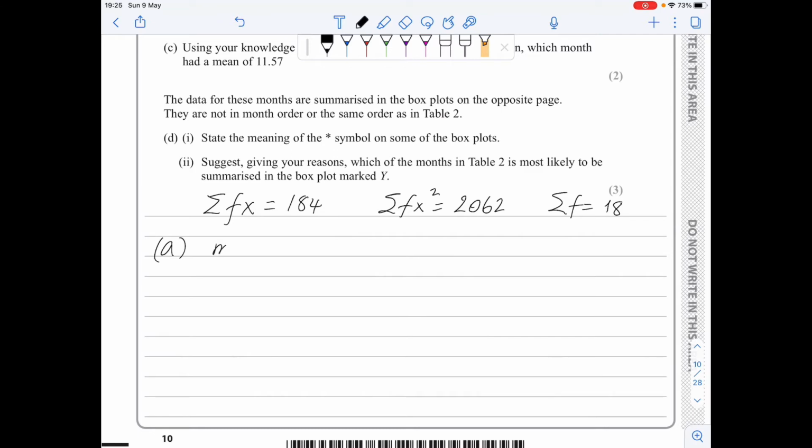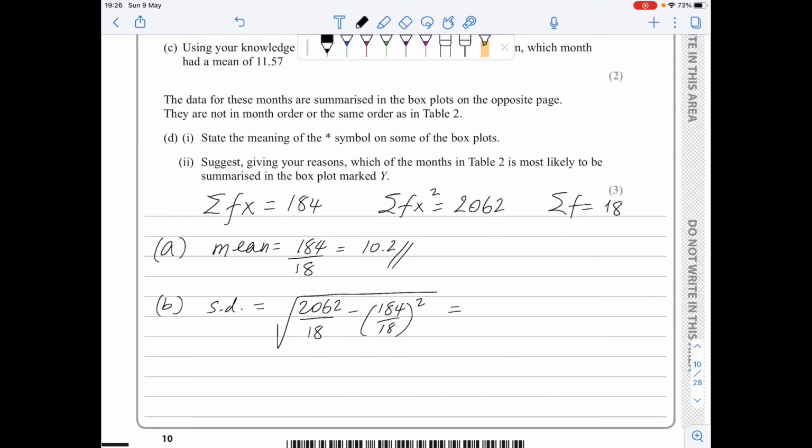So in part A, the mean is equal to 184/18, which is 10.2 to 3 significant figures. In part B, I've got standard deviation equals the square root of 2062 over 18 minus my mean squared. I'm using full accuracy, and it comes out to be 3.17.